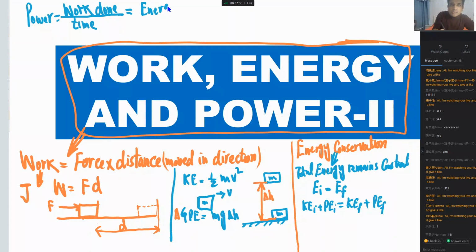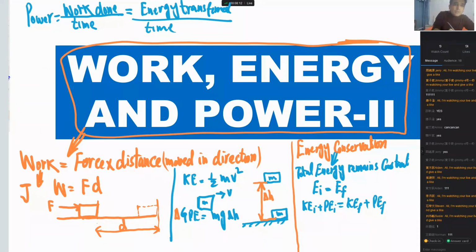So you can say work done is equal to energy transfer, and if energy transfer is given to you, you can divide this by time. If you divide this by time, you can also calculate power. So this is another way to calculate power: energy transfer over time.